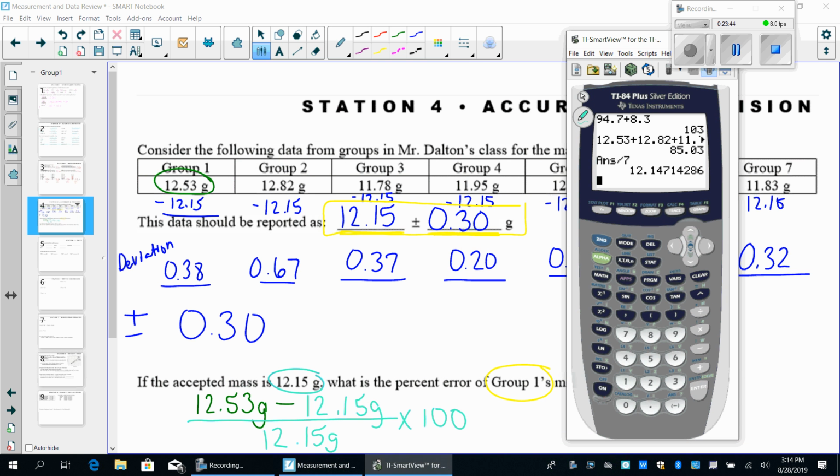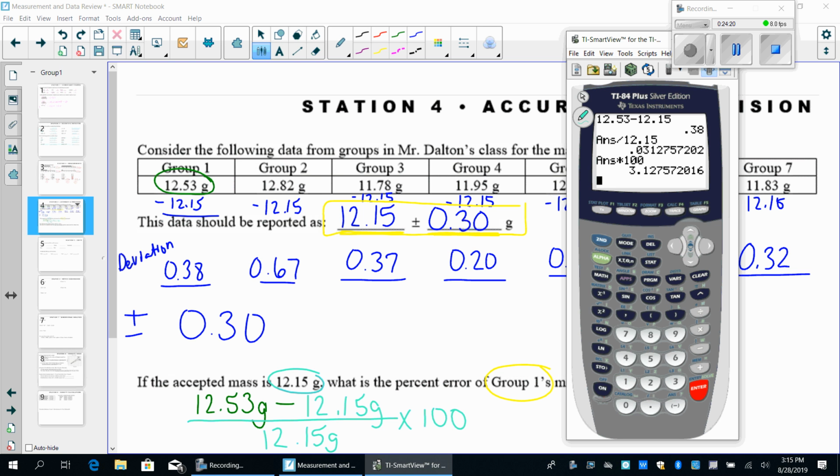So you're going to take the top part, okay, that 0.38 is your error. That's how far away you got from what the intended target would be. That's how far, if it was a bullseye, that's how far you got away from the middle. Now to get a percent, you're going to divide it again by the actual number and multiply that by 100.